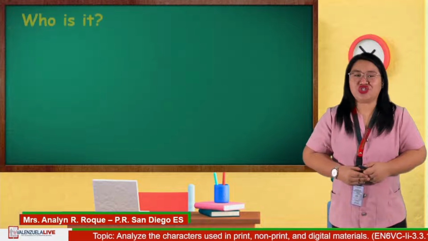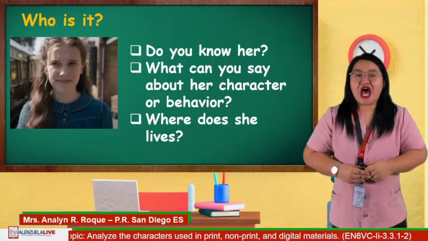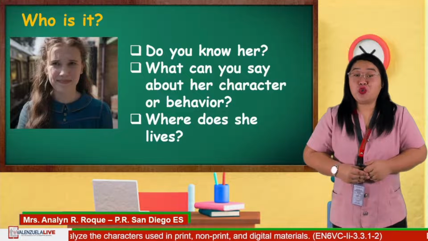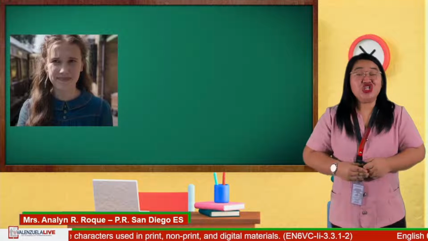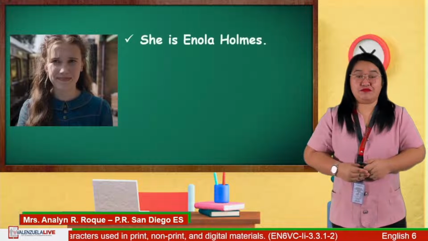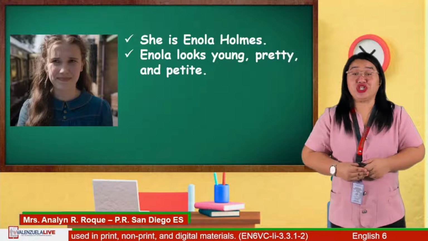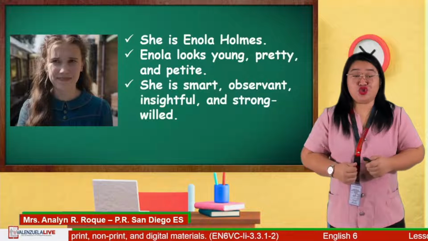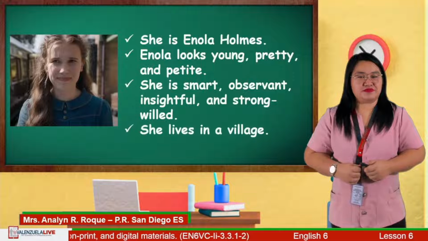How about our second picture? Do you know her? What can you say about her character? Where does she live? You are right. She is Enola Holmes. Enola looks young, pretty and petite. She's smart, observant, insightful, and strong-willed. She lives in a village.